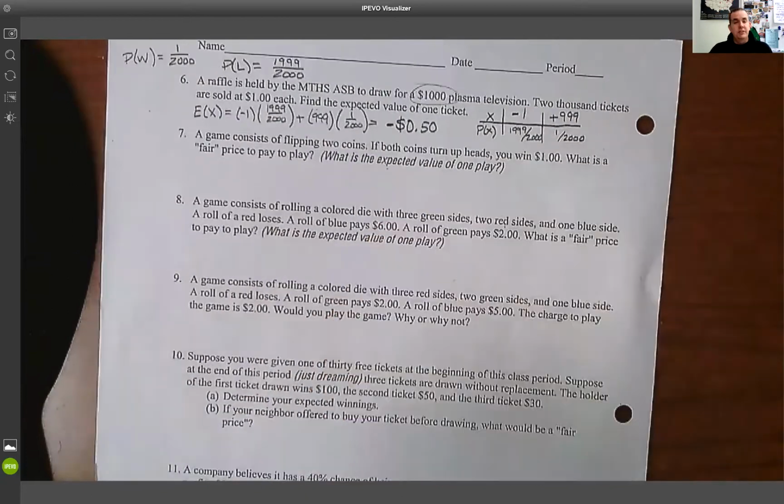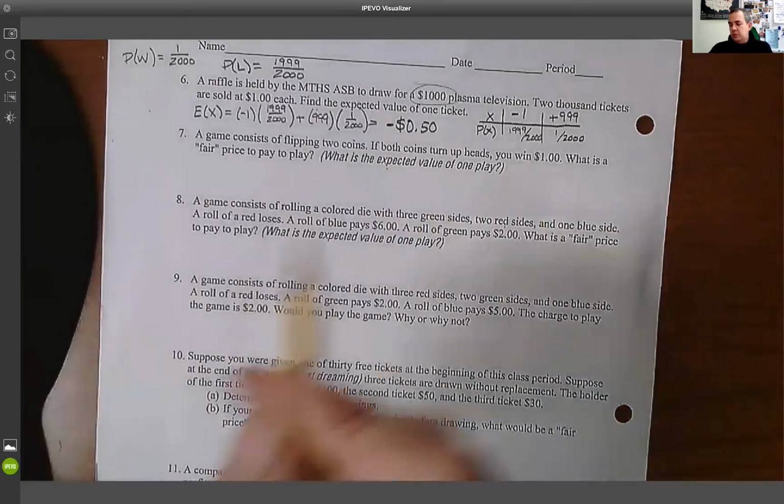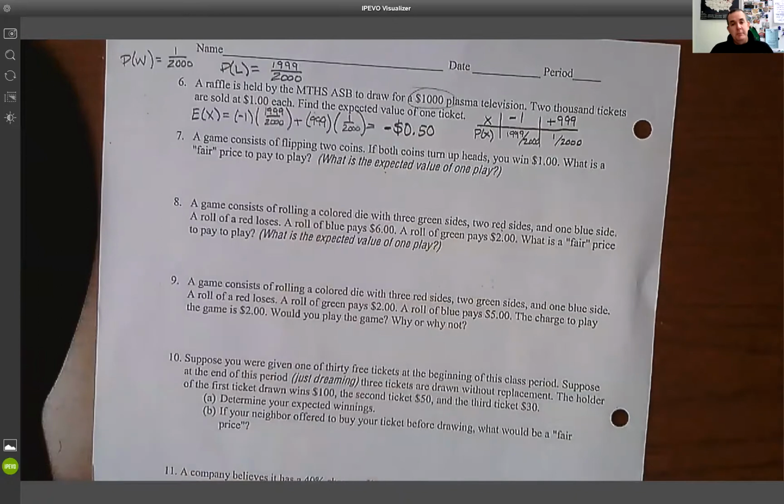So in this case, from the perspective of you playing the game, you lost, but you were gambling $1 versus a $1,000 TV. So this is one of those ones, but on average, this would say it's not a game to play because you're most likely to lose.